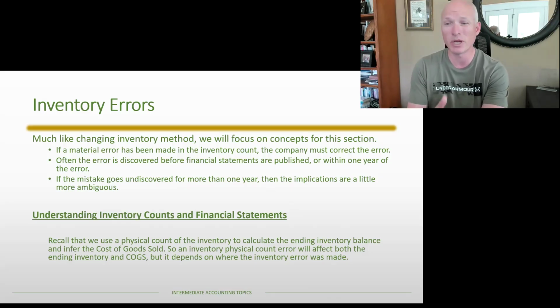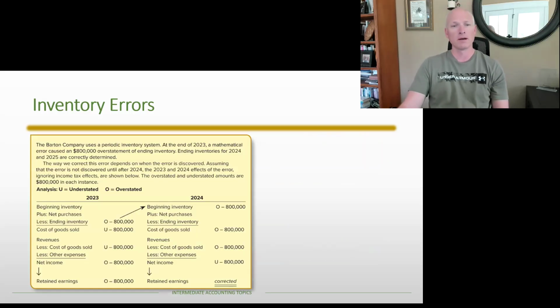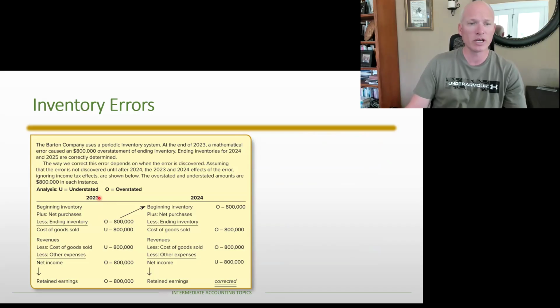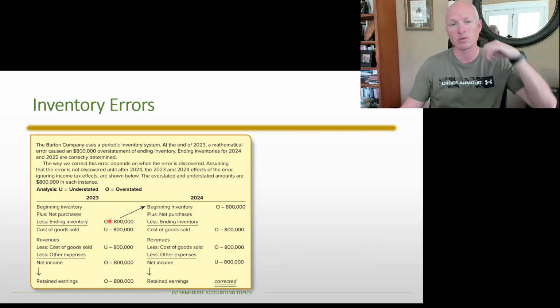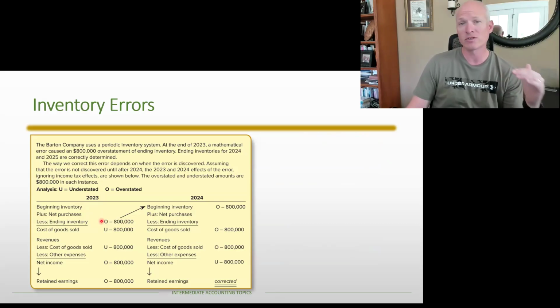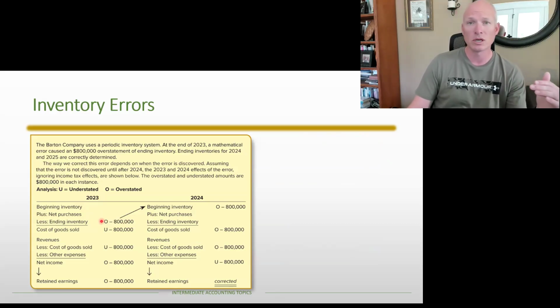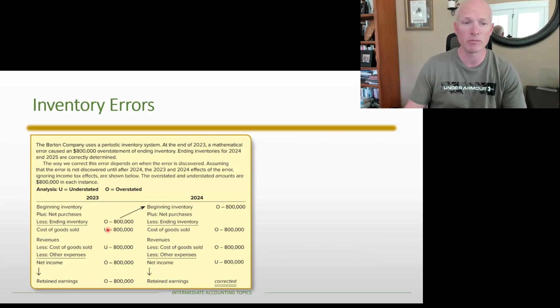And then as far as what's beyond that, it kind of depends a lot on timing. So let's go through this example. Let's just say it's 2023 and I mistakenly overstate my ending inventory. So I count some items that I shouldn't have counted, or I double counted some items, whatever it is, I overstated my ending inventory. Because cost of goods available for sale equals ending inventory plus cost of goods sold, if I have an overstatement in my ending inventory, I will have an understatement in my cost of goods sold. They directly offset each other mathematically.